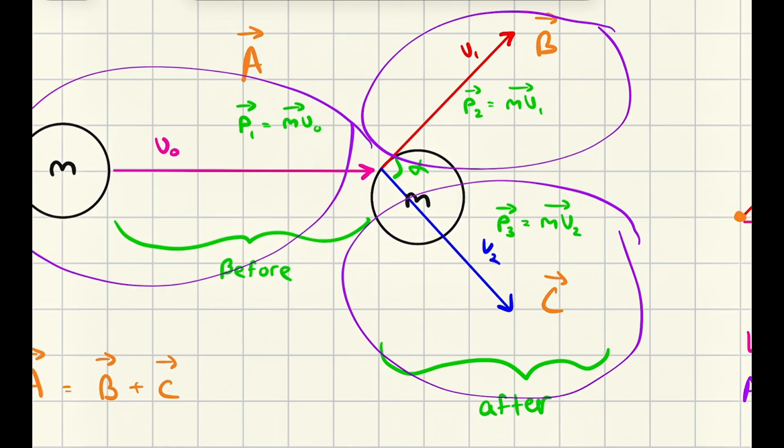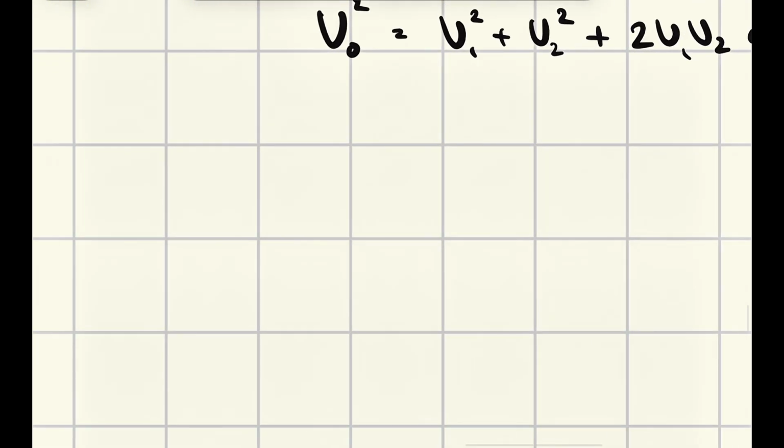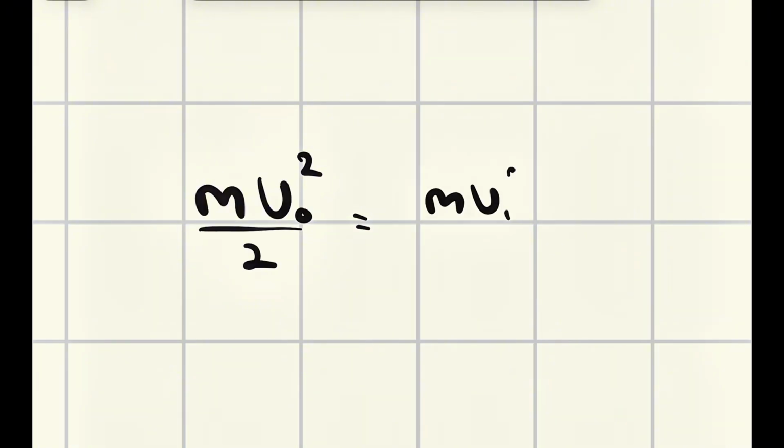As you know, energy is a scalar. It does not have direction. We don't have to work with angles. That's why it would be something very, very simple. It would be just the kinetic energy of the first body, m v0 squared divided by 2. This is the kinetic energy in the beginning, and then it splits into 2 other kinetic energies, which are m v1 squared divided by 2 plus m v2 squared divided by 2.